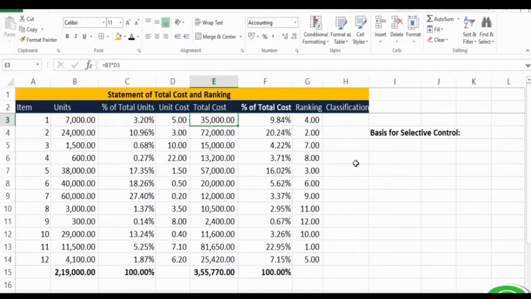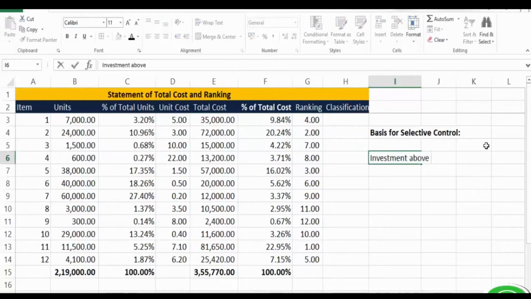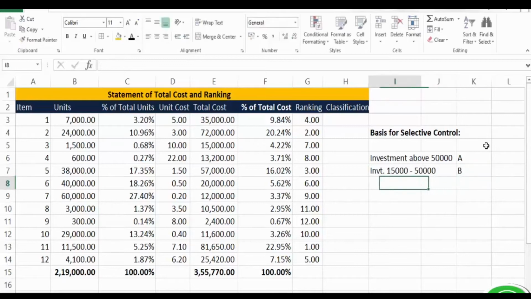So what we'll do, let's put all the 3 under one category. That is, we'll say investment above 50,000 should be classified as A. It means we can have the second category like investment between 15,000 to 50,000. It's an assumption, right? I'll say investment between 15,000 to 50,000 can be classified as B, and investment below 15,000 should be classified as C.